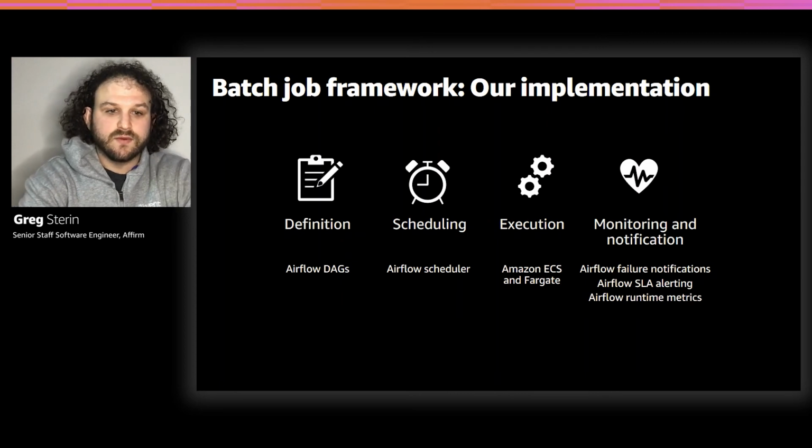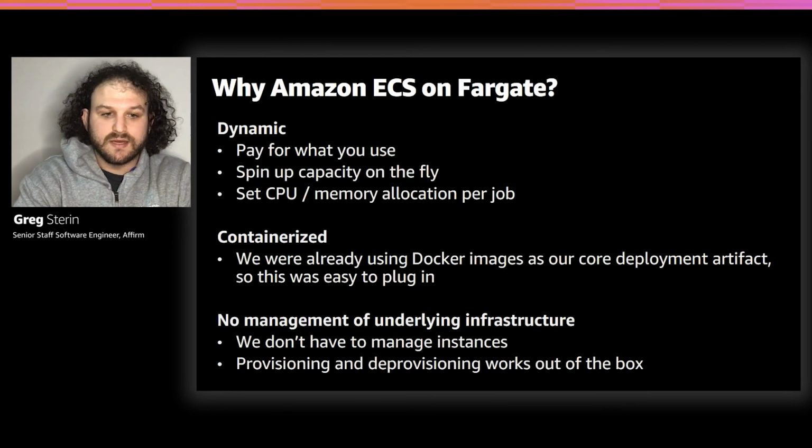And some of the ones we were really looking for here was this dynamic nature. We wanted auto scaling. We wanted to be able to pay for what we use, spin up capacity on the fly. We also wanted jobs to reserve their CPU and memory, so one job doesn't collide with another job. We wanted to limit the scope because what we had before is one big job might start running and eat up all the memory, and then other jobs suffer. It was containerized. We were already running Docker images as our main artifact, so this was really nice.